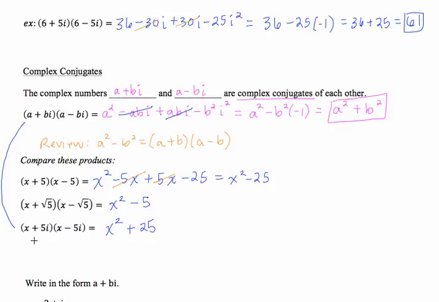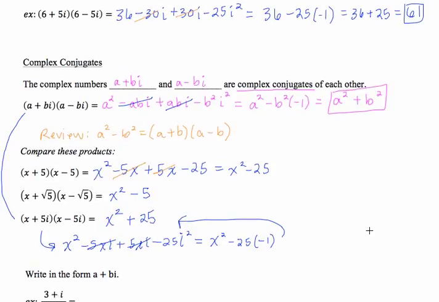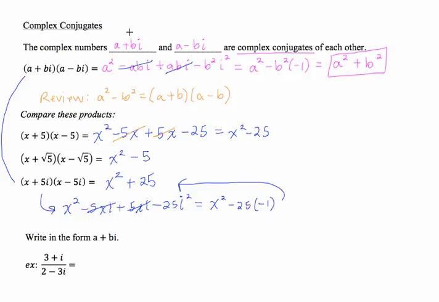So if I was to FOIL this and do it the other way, I would get x squared minus 5xi plus 5xi. The last two terms would be minus 25i squared. Those cancel. i squared is written as negative 1, and that does in fact give us x squared plus 25. Okay, so complex conjugates. The main takeaway here is that a plus bi and a minus bi are called complex conjugates of each other.